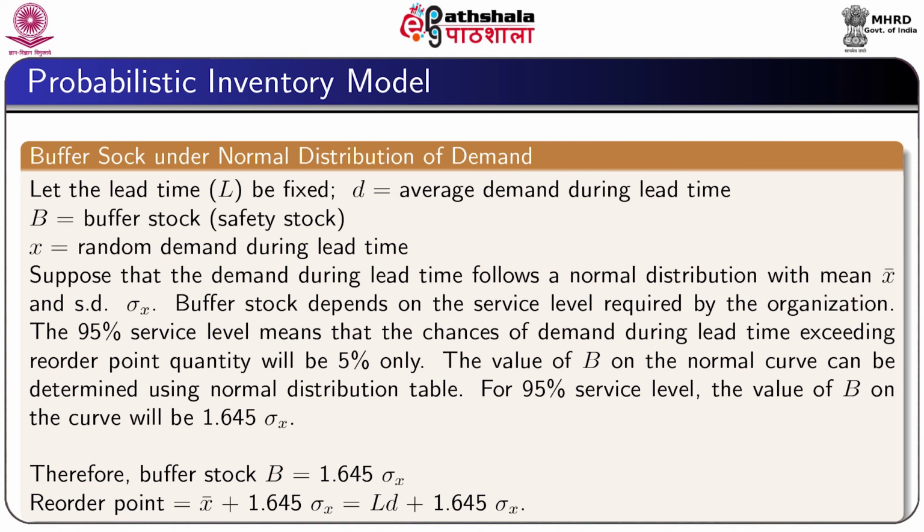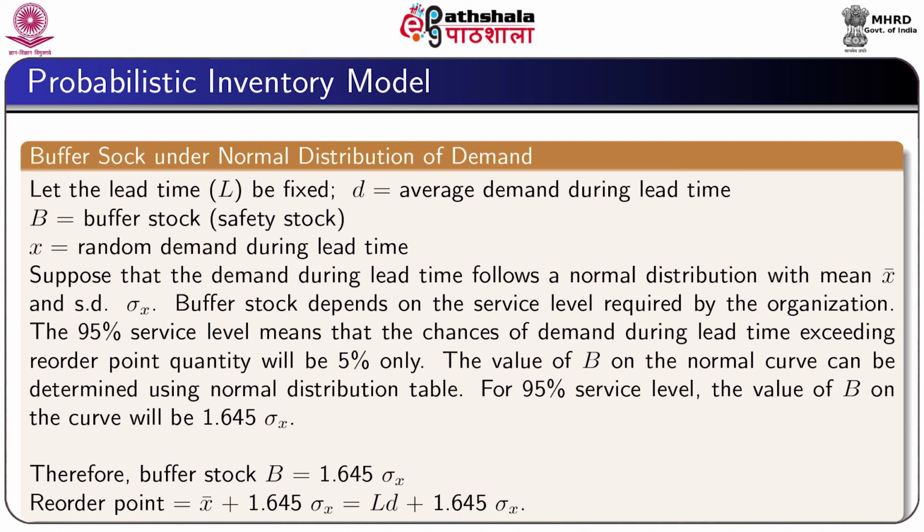Buffer stock under normal distribution of demand. Let the lead time be fixed and D is the average demand during lead time, B is the buffer stock or safety stock, X is the random demand during lead time. Suppose that the demand during lead time follows a normal distribution with mean x bar and standard deviation sigma x. Buffer stock depends on the service level required by the organization. The 95% service level means that the chances of demand during lead time exceeding reorder point quantity will be 5% only.